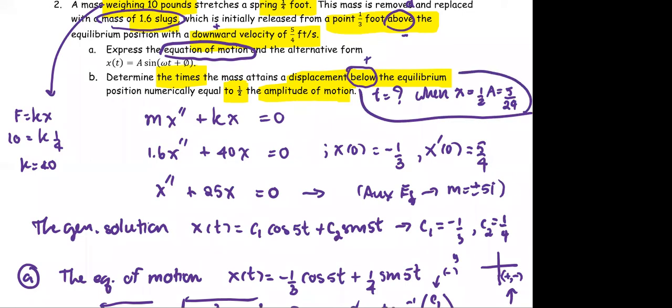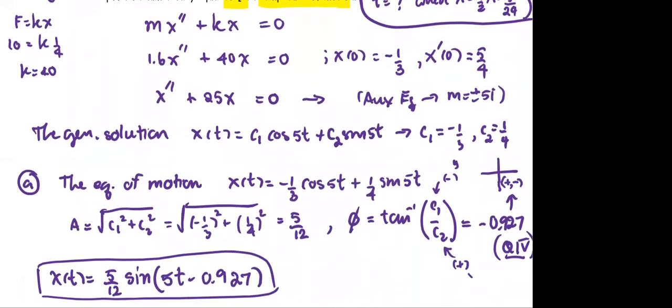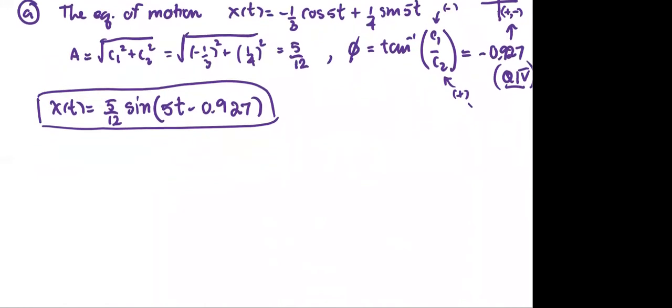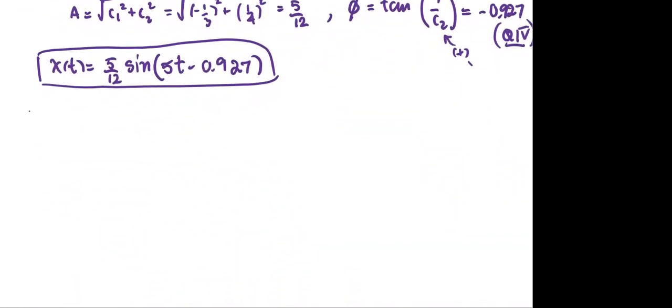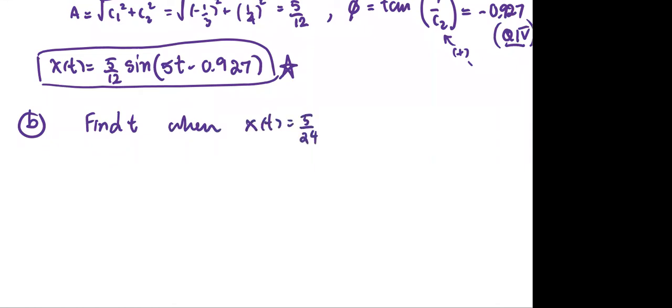So that's the key of part B. Questions? Okay. That means the alternative form is more convenient to find the answer, the point of time that the question asks you. So in part B, we're gonna use the alternative form because it's just one single trick involved in the solution. We're gonna find t when x at t equals 5 over 24. Okay, that's the key part of part B.